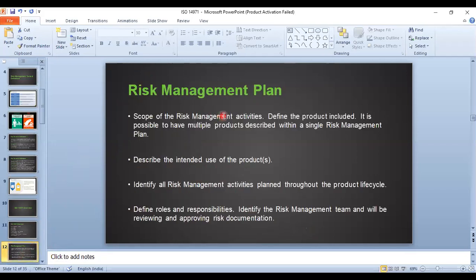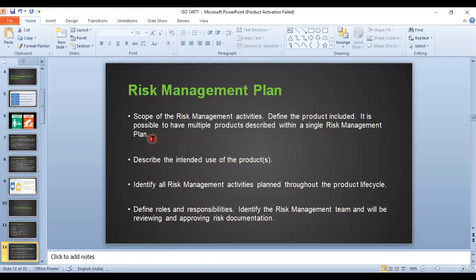So first we'll see the risk management plan. What is a risk management plan? See, the scope of risk management activities defines the products included. It's possible to have multiple products described within a single risk management plan. Let us say you can take a group of products also. That means if it is a medical device, it may be single use or multiple use.